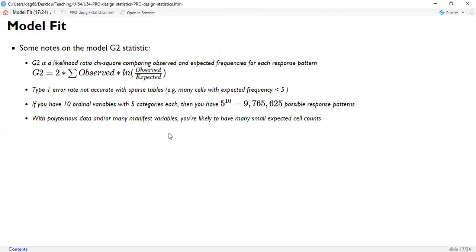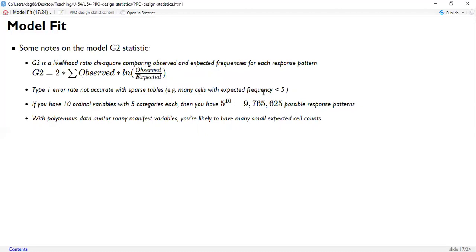to the model chi-square statistics. And I mentioned that's just a likelihood ratio chi-square, and it compares your observed and expected frequencies for each of the possible response patterns or each of the observed response patterns in your data. And I've shown you how it's calculated. It's a fairly simple calculation. ln stands for the natural log.